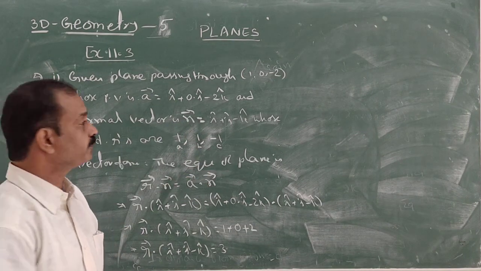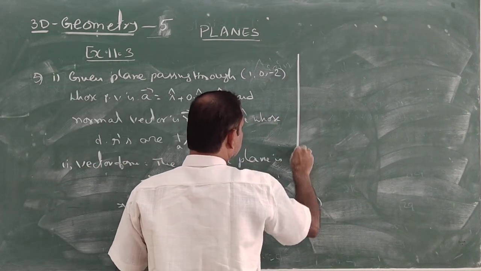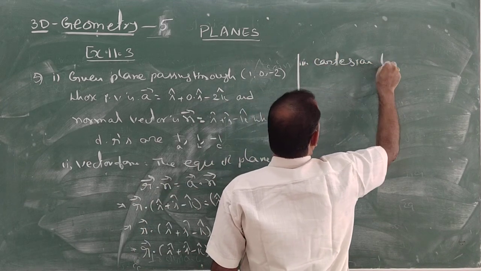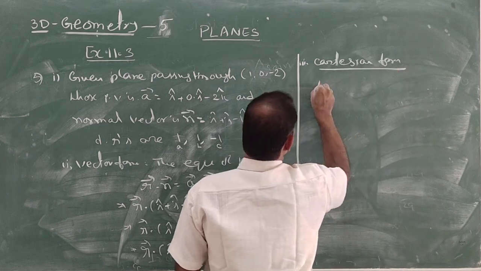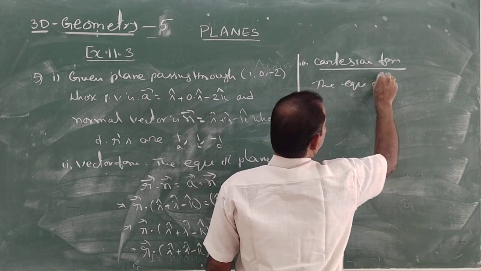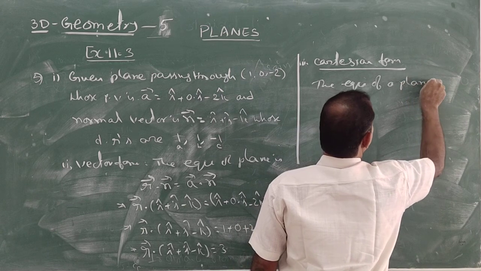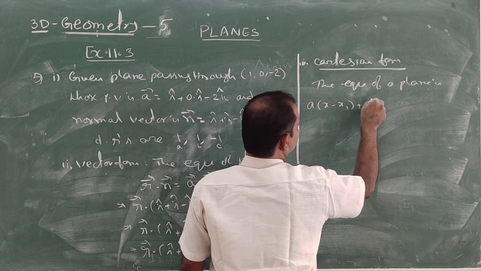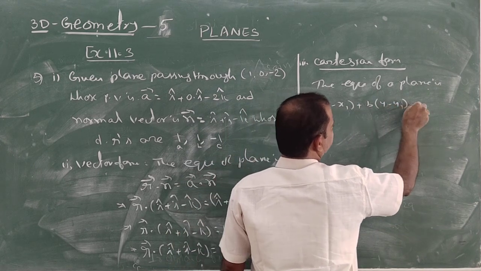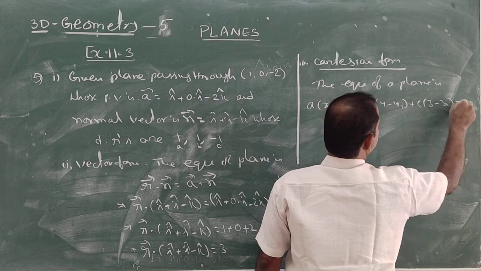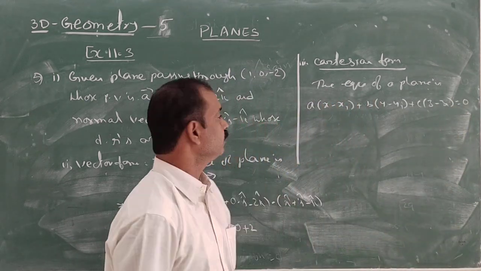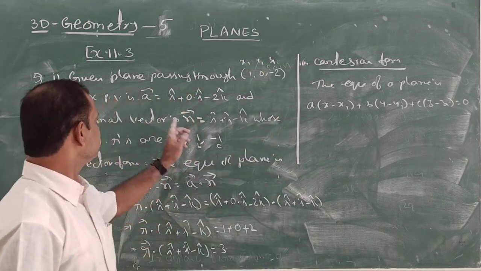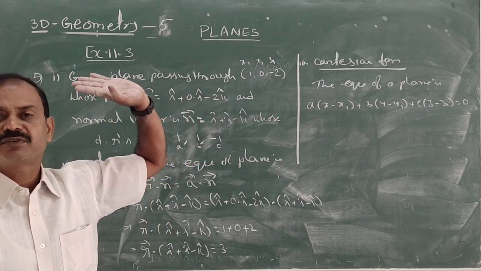Then what is the Cartesian form? The Cartesian form of the equation of a plane, can you recall? a into (x minus x1) plus b into (y minus y1) plus c into (z minus z1) is equal to 0. Here x1, y1, z1 is the point, and these are a, b, c. Just substitute in the formula, that's all.